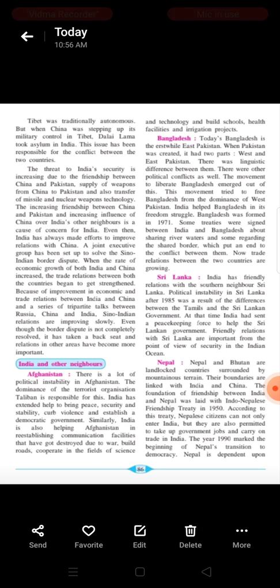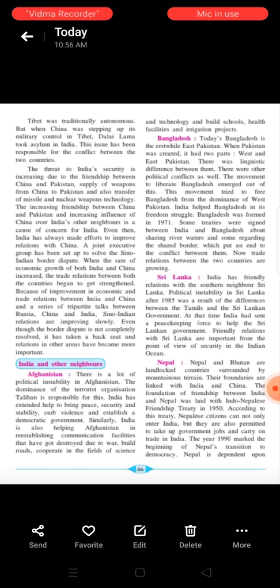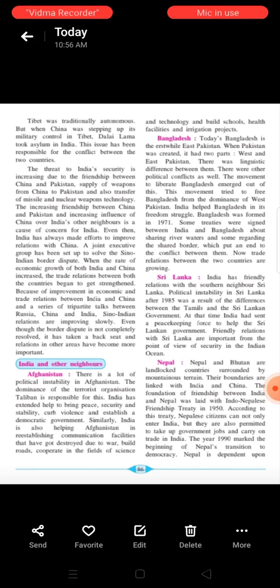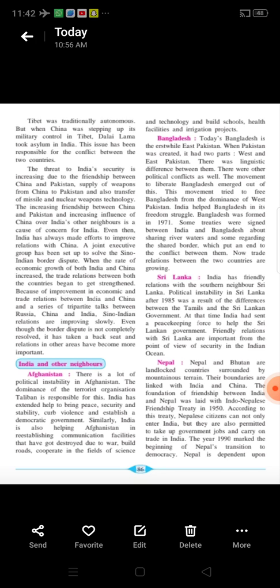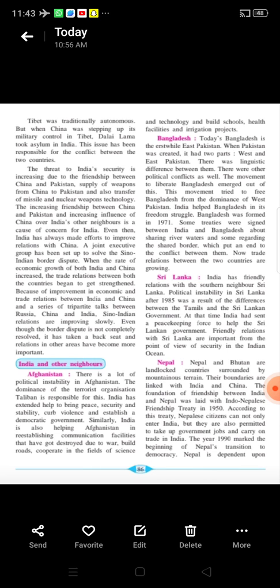Nepal and Bhutan are landlocked countries surrounded by mountainous terrain. Their boundaries are linked with India and China. The foundation of the friendship between India and Nepal was laid with the Indo-Nepalese Friendship Treaty in 1950. According to this treaty, Nepalese citizens can not only enter India, but they are also permitted to take up government jobs and carry on trade in India. The year 1990 marked the beginning of Nepal's transition to democracy.